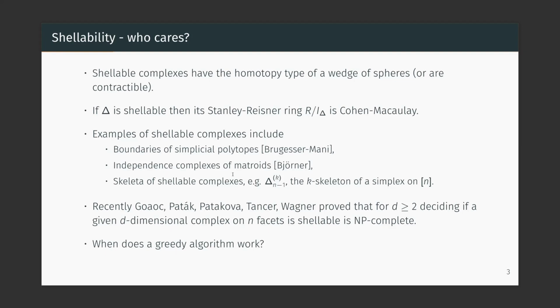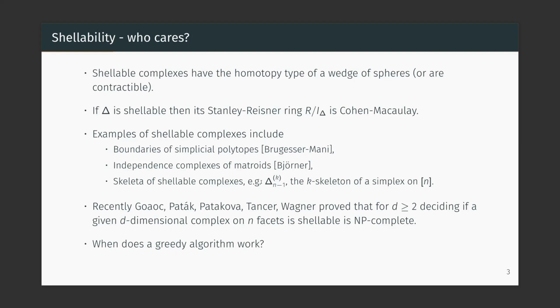Independence complexes of matroids are shellable as well. I'll say a little bit about matroids later. And then shellability also kind of restricts the skeleta. So if you have a shellable complex, then any skeleton, so the faces up to dimension k, say, will be a shellable complex of dimension k.